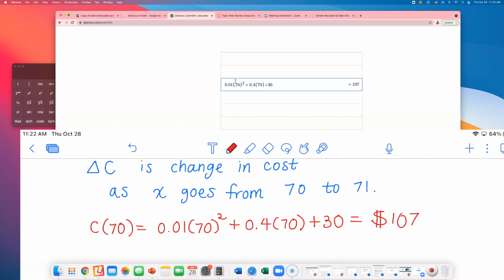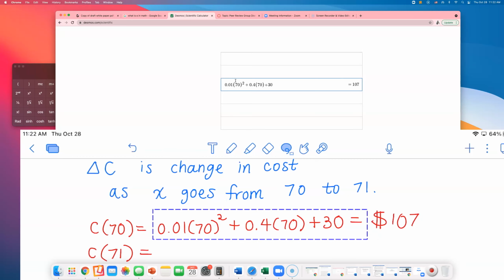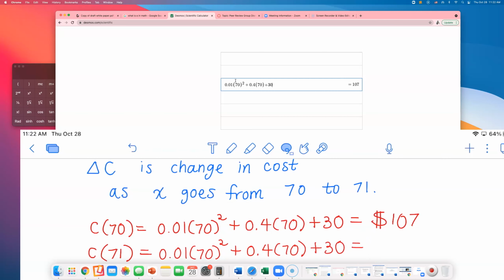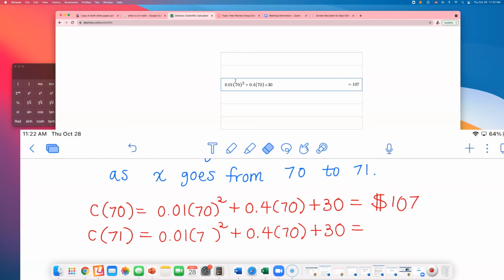Now, I need to find the other cost, right? Remember, we are going from 70 to 71. So what will happen if I plug in 71 this time? All right, I'm too lazy to copy this, I'll write this all over again. So I'll just change the 70 to 71. And on this calculator, I'll just copy this line and change it to 71 and 71. So the cost of making 71 of these units is different. It is $108.81. So we have it all.